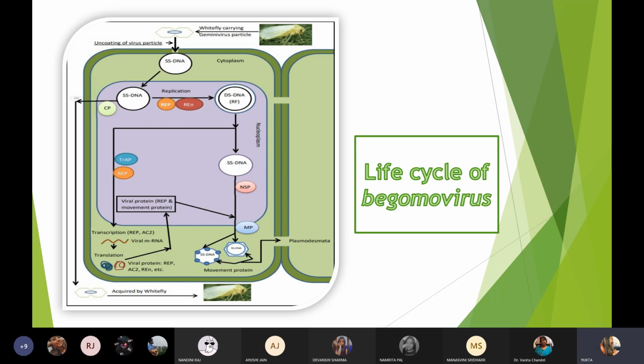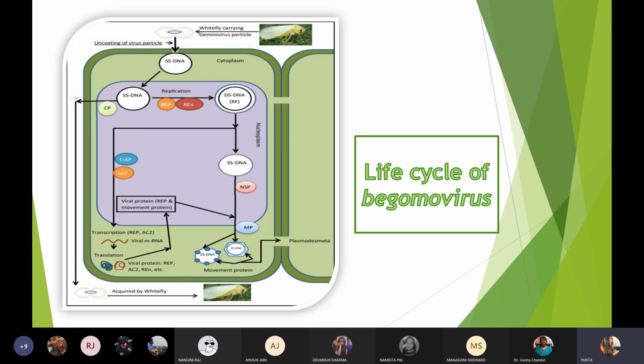So in the cytoplasm, this complex interacts with the movement proteins, which transport this complex towards the periphery of the cell and help it to move across the cell wall, which causes infection in the surrounding cells as well.